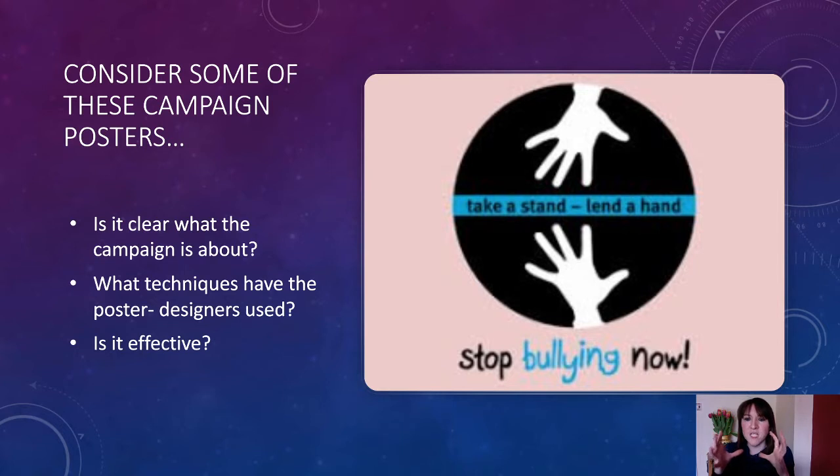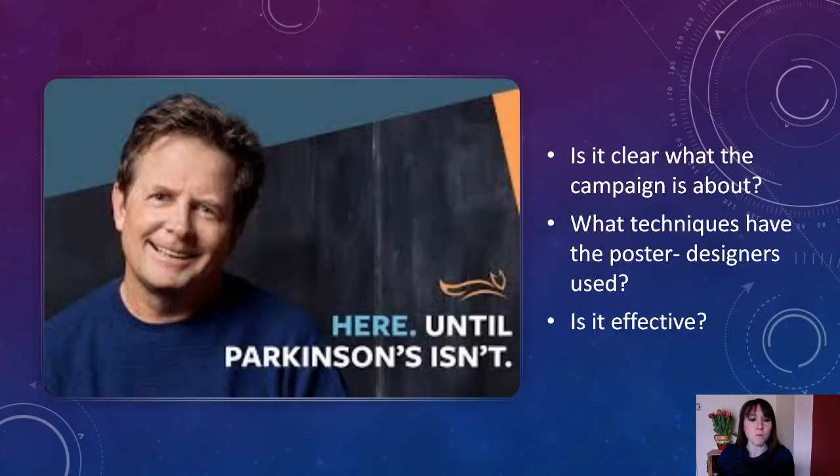This is a very, very simple campaign here, but very effective. Again, it's very clear what it is, and the different colours that they've used help the words and the meaning stand out. We also had a look at this one here, stop until Parkinson's isn't, stop. Again, we looked at the colour.